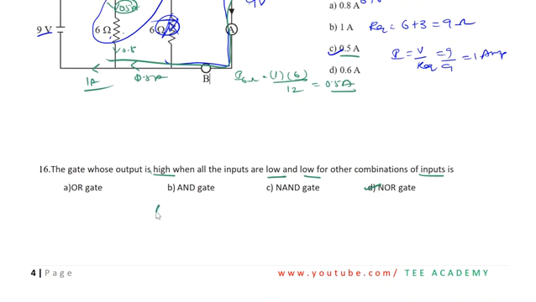How is it, sir? Let me take inputs A, B, and I will take an OR gate here. Next I will take a NOR gate. Inputs taken are 00, 01, 10, 11. OR gate means 0 1 1 1 here. NOR gate means 1 0 0 0. The gate whose output is high when all the inputs are low is satisfied, and low means 0 value for all other combinations. So the answer is NOR gate.